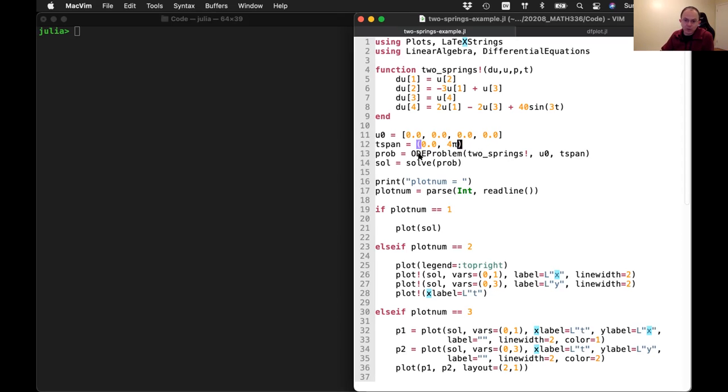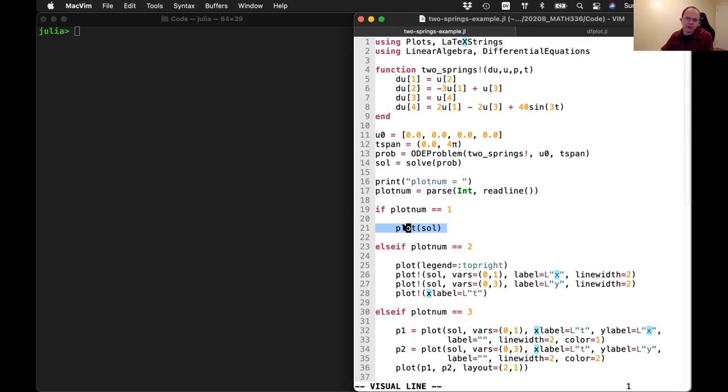Okay, so now we just define our ODE problem. So it's this two springs function. And then we have our initial condition, u0, and our t-span. That gives us our problem. Then we'll solve it. And then after that, we're going to plot it. And here I'm going to prompt for one of 3 different plots. So we'll look at 3 different plots here.